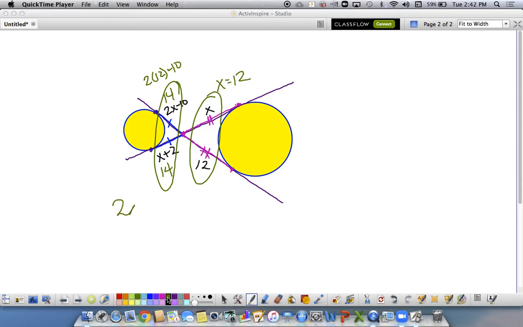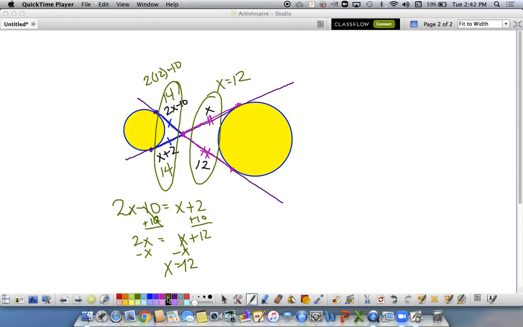Could we have said 2x minus 10 equals x plus 2? Add 10 to both sides, making it x plus 12, equals 2x. Subtract x, x equals 12. We go and plug it in. It works. It has to work. Okay? All right, they have tangent circles.